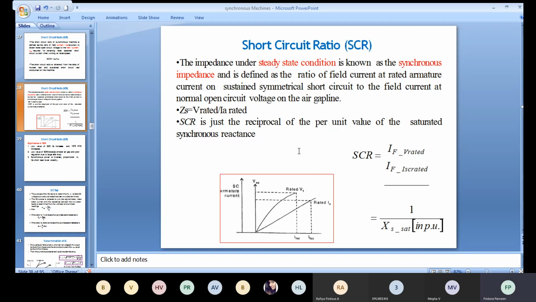The impedance under steady state condition is known as synchronous impedance and is defined as the ratio of field current at rated armature current on sustained symmetrical short circuit to the field current at normal open circuit voltage on the air gap line.